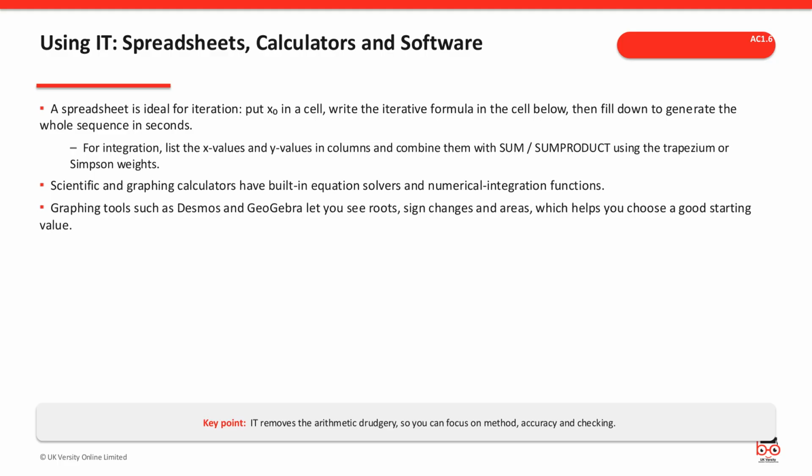In practice, you'd almost never grind through all this by hand, and a spreadsheet is perfect for the job. For iteration, you pop x naught in a cell, write the iterative formula just below it and fill down to generate the whole sequence in seconds. For integration, you list your x values and heights in columns and combine them with sum using the trapezium or Simpson weights. Scientific calculators have equation solvers and numerical integration built in, and graphing tools like Desmos and GeoGebra let you see the roots and areas, which really helps you pick a sensible starting value.